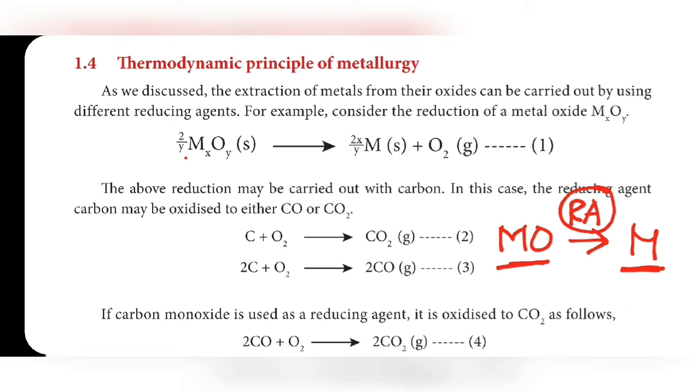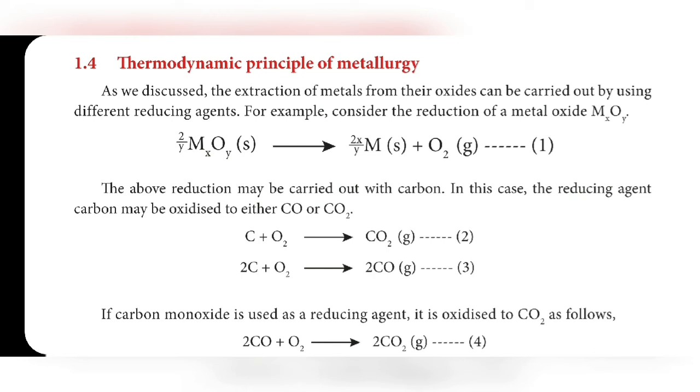For example, consider the reduction of metal oxides. This is metal oxide. M means metal, O means oxide, metal oxide. It is converted into metal by removing oxygen. Which one helps to remove this oxygen? That is called the reducing agent. That reducing agent only takes this oxygen and this metal oxide is converted into metal.